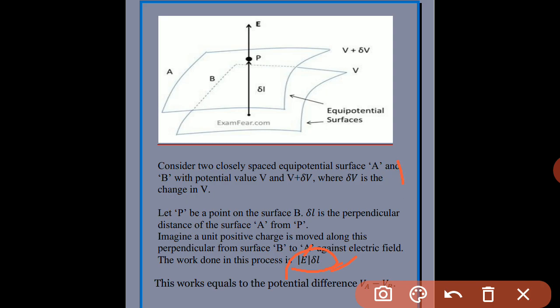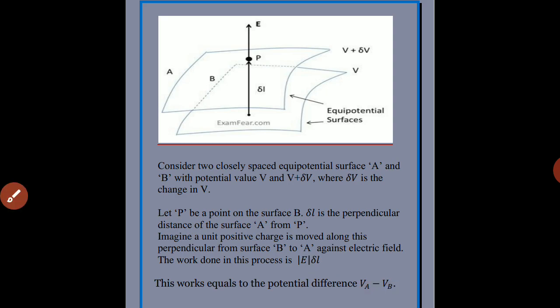Electrostatic force F is equal to the magnitude of E. So in place of F, we have placed the magnitude of the electric field. So the magnitude of electric field is nothing but a force. Force into displacement is work done, right? This work done is given as the potential difference between the two surfaces.